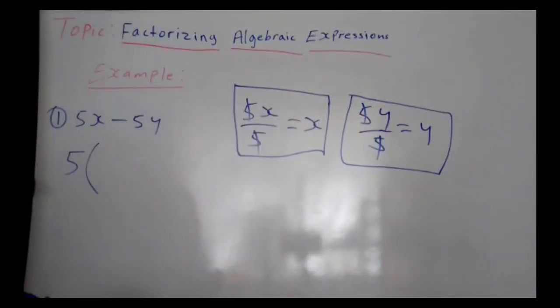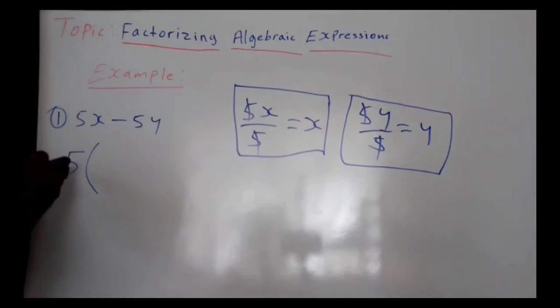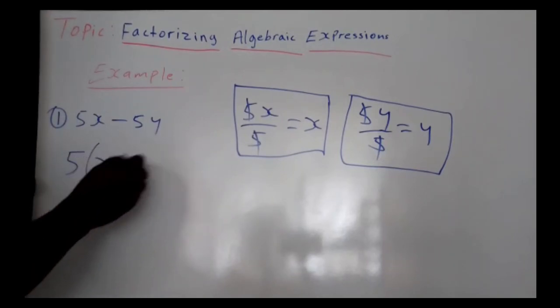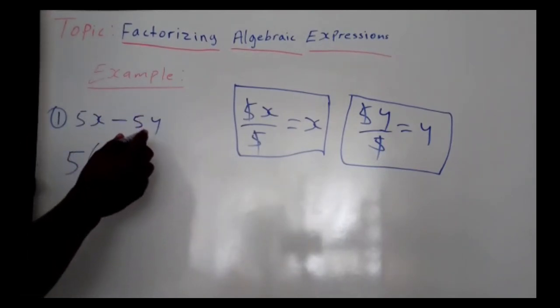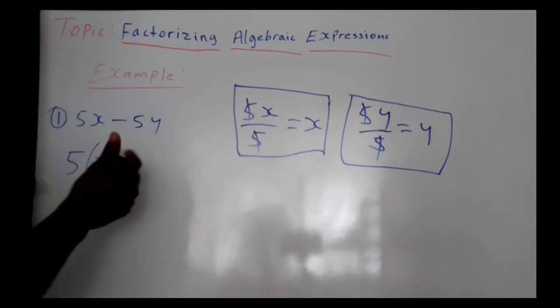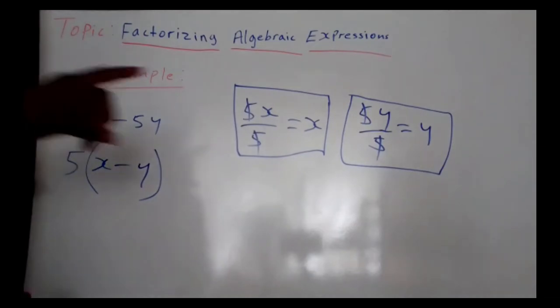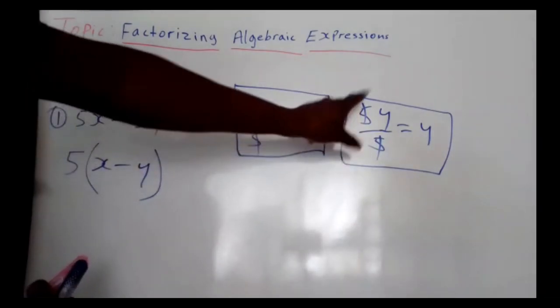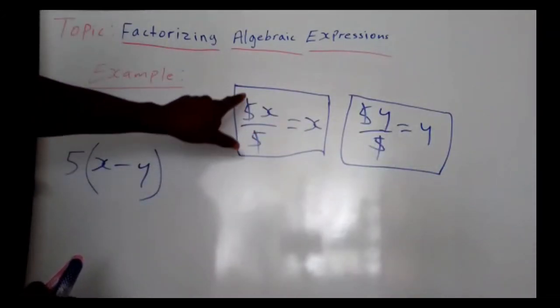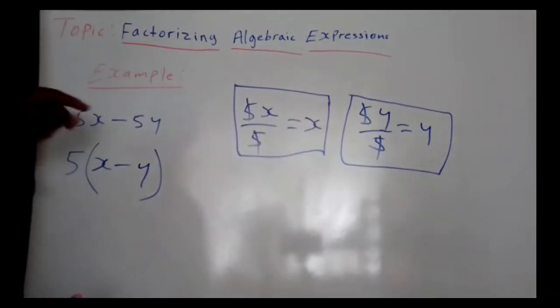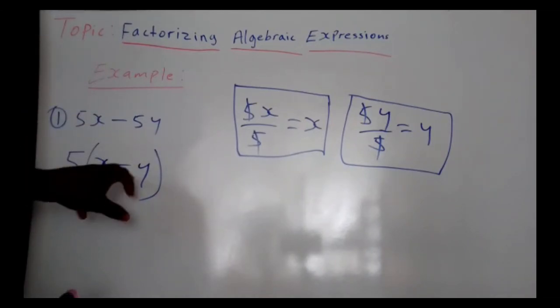But over here now, we can say this 5 cancels this 5, so we have x remaining, put back the minus sign. This 5 cancels this 5, so we have y remaining. Therefore, this is our answer. So this is how we factorize algebraic expressions. And you see in the bracket, we have x minus y.